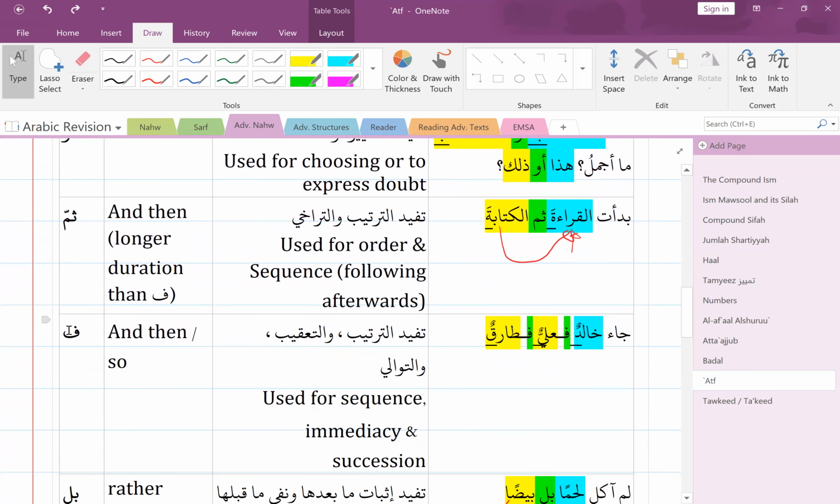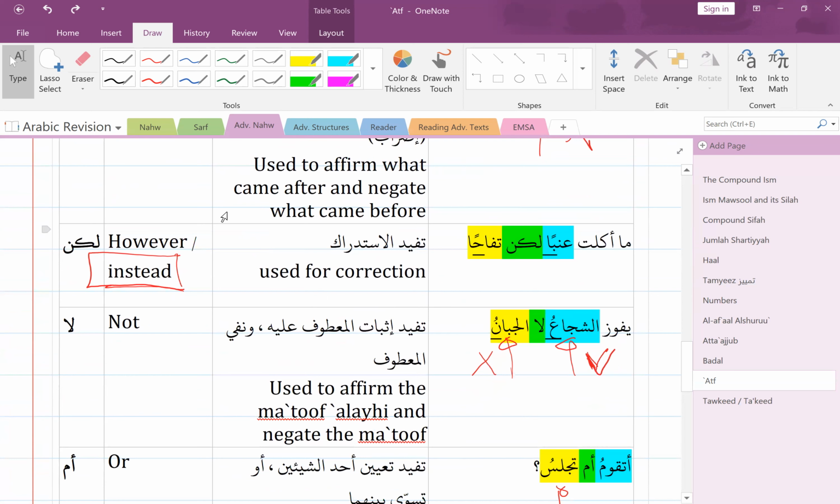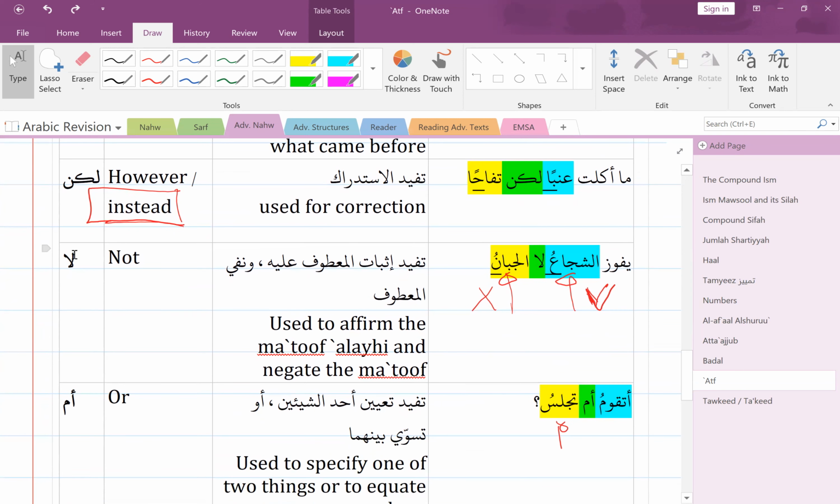Like fa. Also, we know there's fa that begins a sentence. As you put it, lakin, we have lakinna, we have lakin. So this also performs other jobs. La, we know la is la nafiya. So la also does other things. That's important to know. Yes, Saima, you have another question?